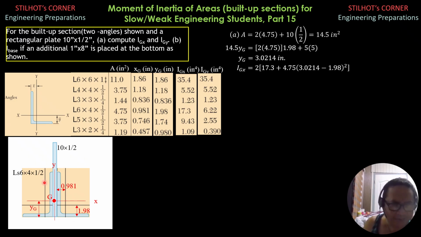Then for the rectangular plate, base is 1/2 or 0.5, 10 cube over 12 with respect to the centroid, then plus area 5, distance is 5 minus YG quantity square. So 1/2 10 cube over 12 plus 5 quantity 5 minus 3.0214 square. Using the calculator, IGX is 106.14 inches to the fourth.